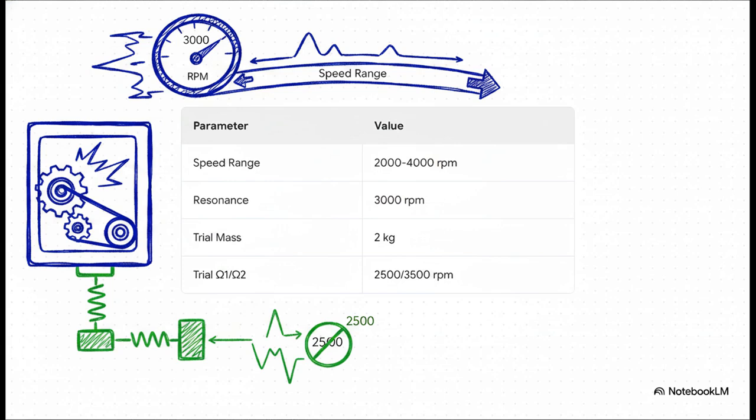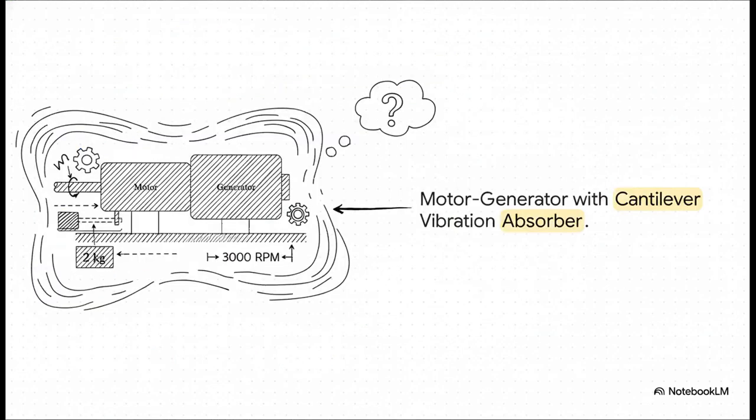Let's tackle an even more complex scenario. What if your machine doesn't just sit at one single speed? Here we have a motor generator set vibrating violently at 3,000 RPM, but it actually needs to operate anywhere within a massive range of 2,000 to 4,000 RPM. We must design an absorber that pushes the new resonant frequencies entirely outside this huge operational window. We want to use a cantilever-mounted mass here, but we hit a wall right away. We don't actually know the effective mass of the main motor itself. It's a mystery.